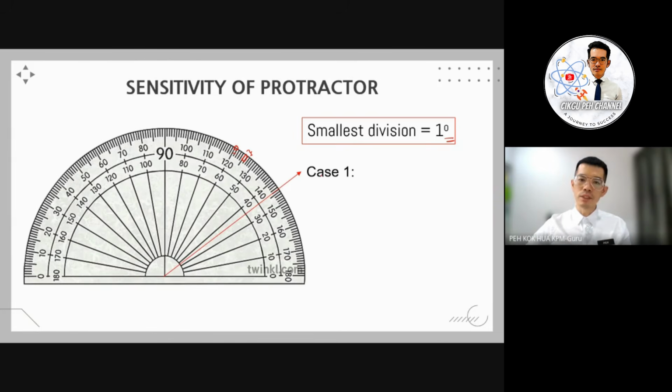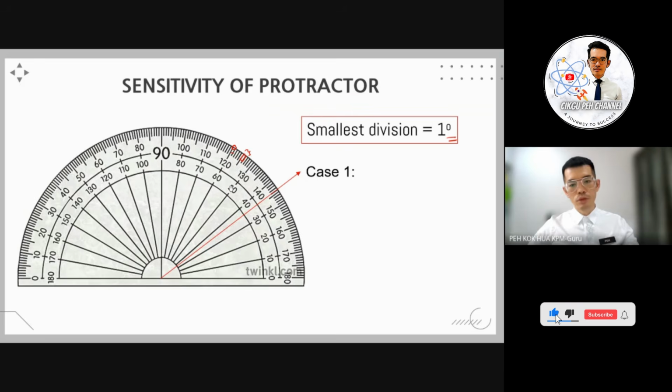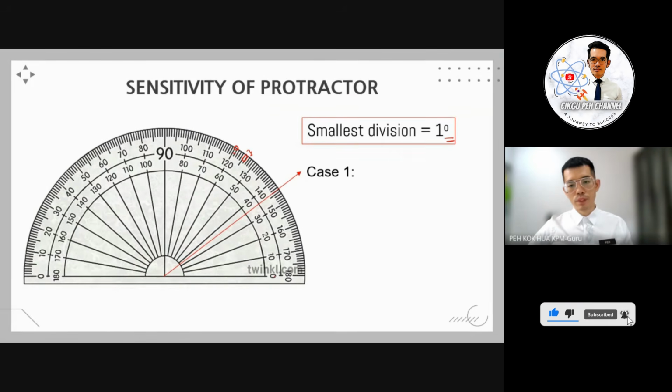For example, here is case 1. You can see the reading here passes through this line. So what is the reading here? We measure from 0 degree, so we read the inner scale here. From here we get 30, 35, and here will be 36. So the answer here will be 36.